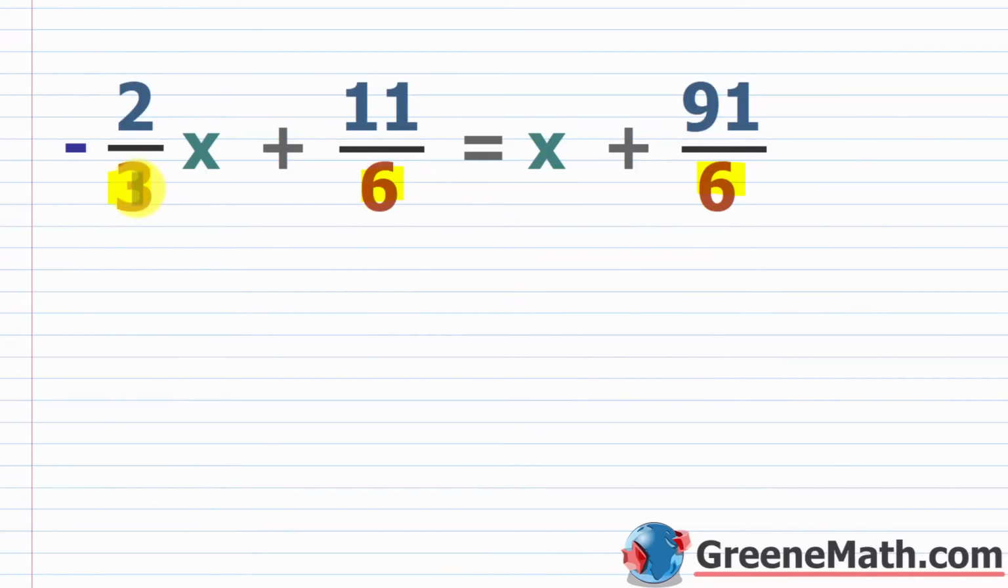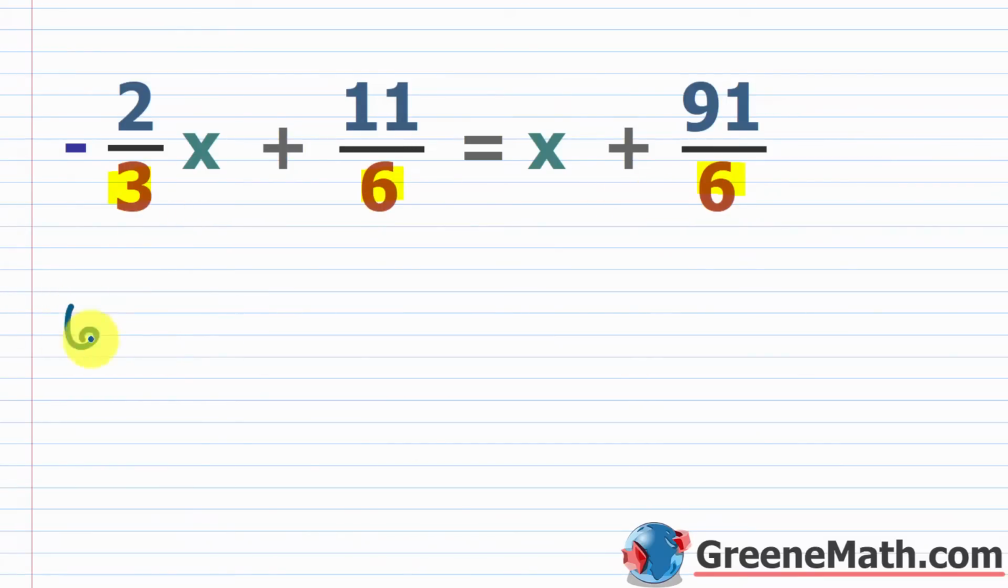So if I think about 3, it's a prime number. If I think about 6, it's 2 times 3. And 6 is again 2 times 3. So the least common multiple there would be 6. So I would just multiply both sides of the equation by that number 6. This is the least common multiple of, again, the 3 and the 6, or you could say the least common denominator that you can have here.